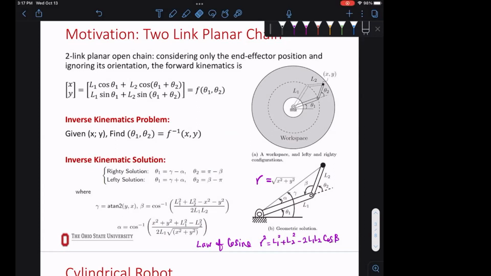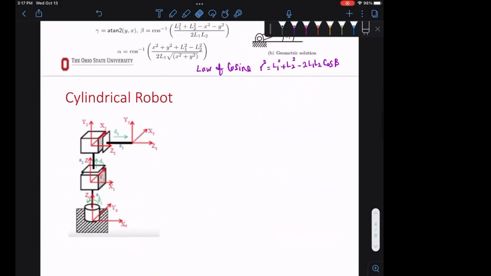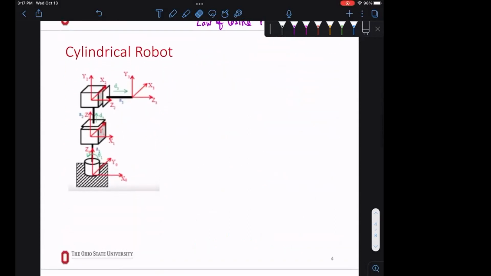So the next example we're going to solve, this one was in 2D. So I'm going to use a 3D example that has a revolute joint and a prismatic joint, so you see kind of everything together. And then your example is going to be a bit simpler than that. So if we have a cylindrical robot that looks like this, I've given you all the axes, just to make your life easier.